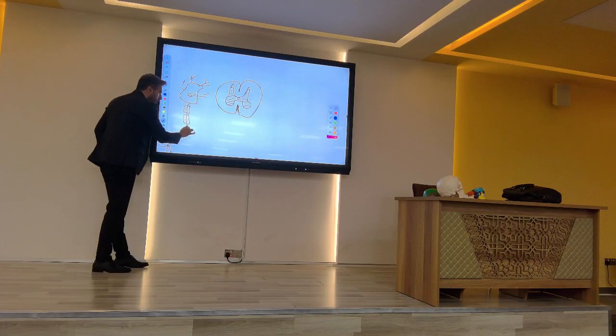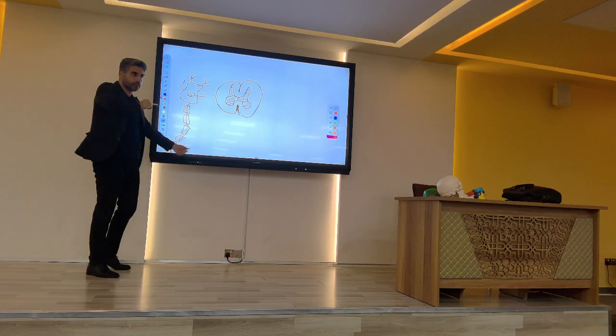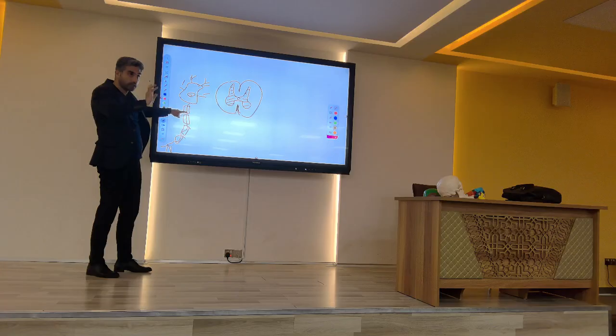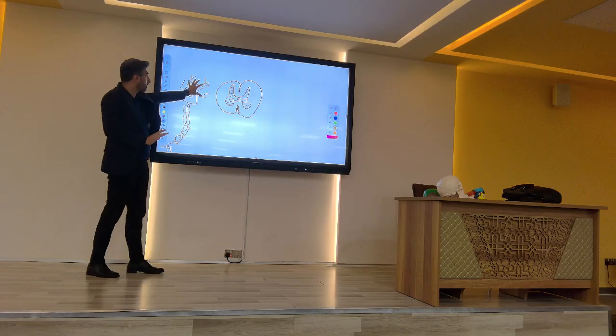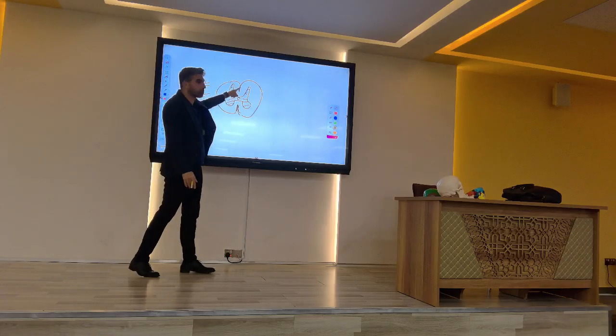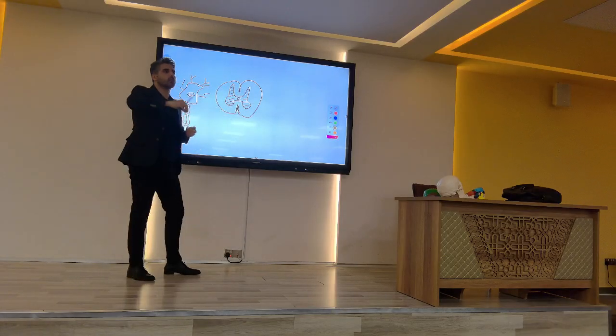What is the function of myelin? It accelerates, it increases the speed of sending the message. So axons have myelin. No body, no dendrites, just axons. So this white matter in the spinal cord means axons with myelin.